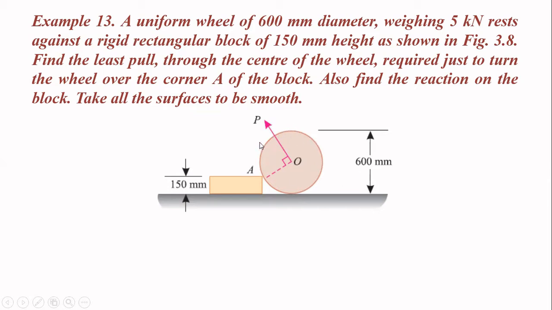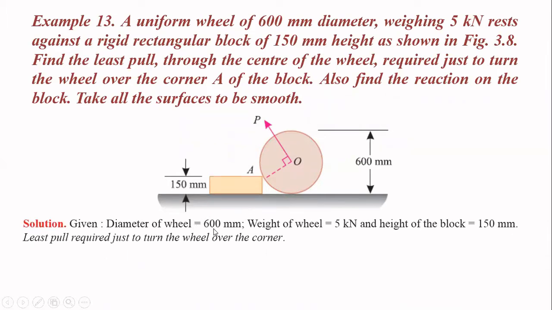Now if you see here, this one is the wheel having the diameter of 600 millimeter, and here is the block having a height of 150 millimeter, and we have to find out how much this pull P is required. Also find the reaction. Due to this pull, there will be a reaction at this corner A, that we also have to find out. Let us see how to apply this moment concept to find out these values.